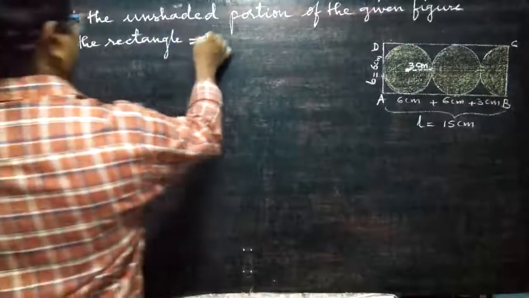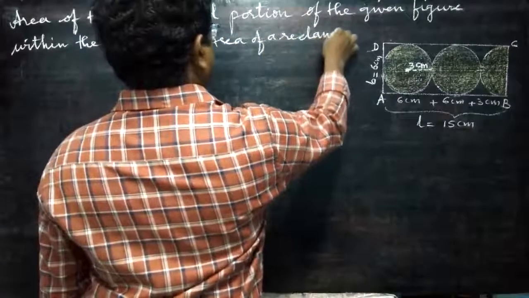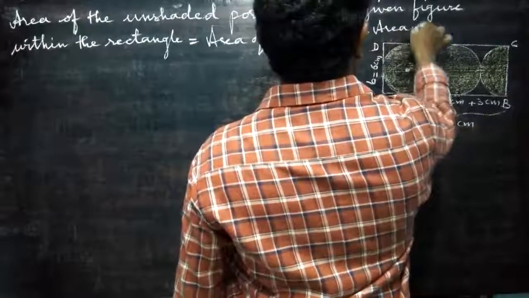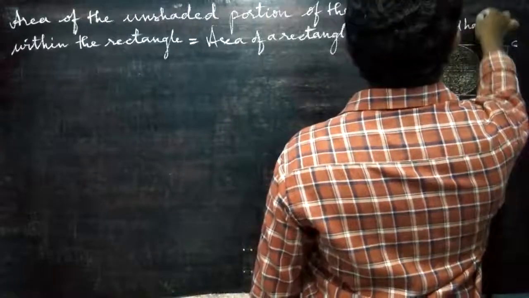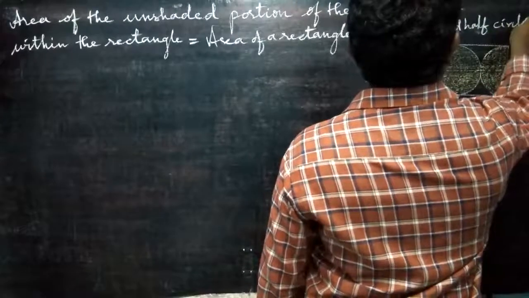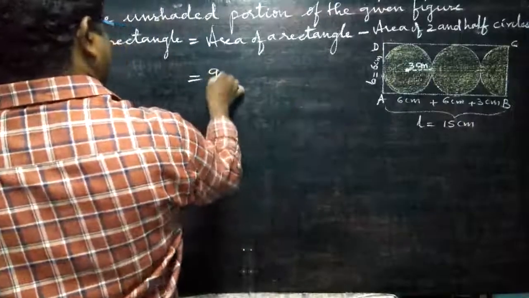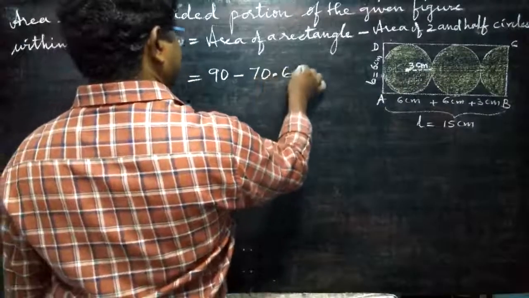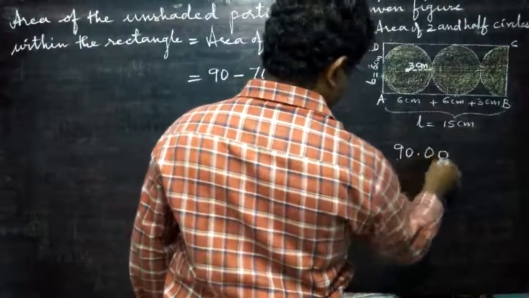How to find? It is equal to area of a rectangle minus area of 2.5 circles. That is equal to area of a rectangle, 90, minus this 2.5 circles we got 70.65 centimeters square. Now subtract 90 minus 70.65.